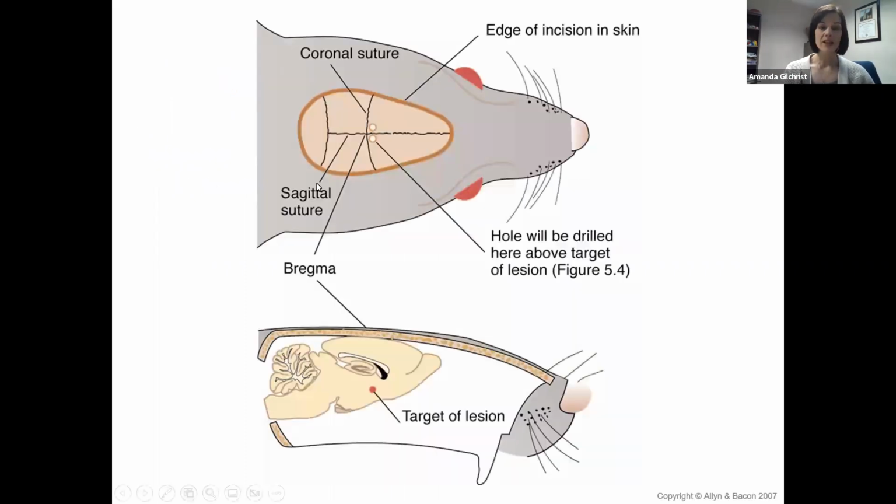So here you can actually see our target of the lesion. And then just above that, here's our coronal suture. Here is our sagittal suture. This will be the bregma, and we'll drill the holes right there.